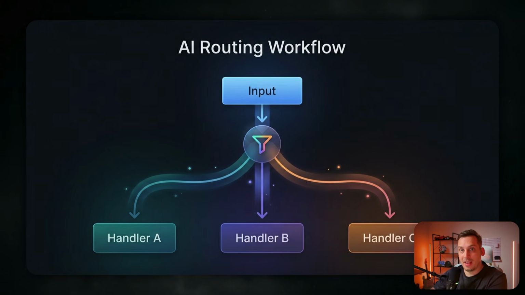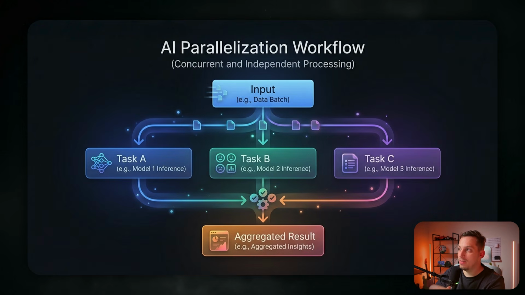That brings us to the second pattern, which is routing, where you classify the input and then route it to a specific handler. For example, this can be customer service, billing, or technical support. Then pattern 3 is parallelization, where you run the same task multiple times with different sectioning, and then at the end get some type of aggregated result.